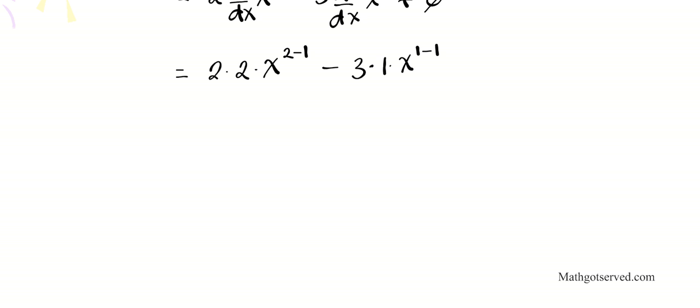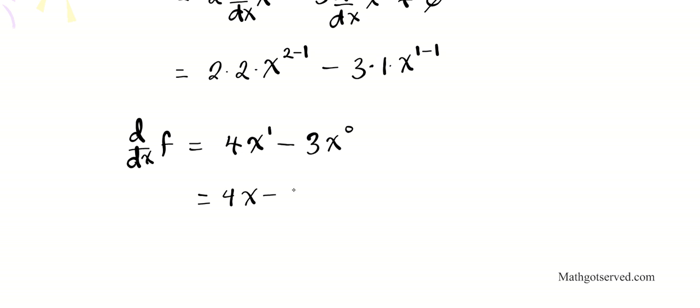So f'(x) is basically going to be 2 times 2, which is 4, 4x, since 2 minus 1 is 1, minus 3 times 1, which is 3, times x to the 1 minus 1, which is x to the 0 power. So that simply becomes 4x minus 3, since x to the 0 is 1. So the derivative of the function f(x) is equal to 4x minus 3.